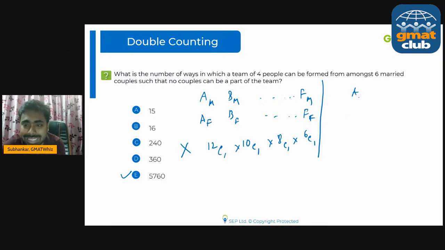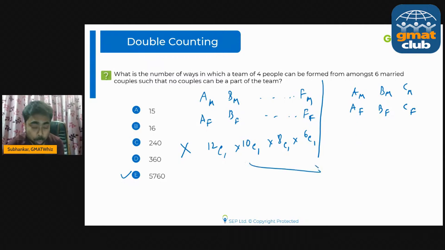So now I change the question to something like this. Say there are only three couples: AM, then AF, then BM, then BF, and CM, and then CF. And I say I form a team of only two people. Now suppose I select two people, going by this approach, which is obviously wrong, I can do it in 6C1 into 4C1 ways, because 6C1 is to select the first person. And once I select the first person, then I will select the next person out of the other two couples. So I have four available people. 4C1, 24. Now, this is a wrong answer.